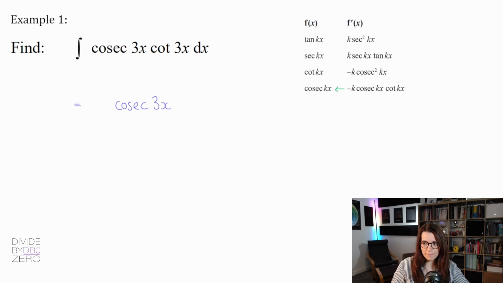So the answer will involve cosec, and it will be cosec 3x in this case, because we've got cosec 3x cot 3x. But it's going to be a minus, and we need to put a 1/3 on the outside because we're doing an adjustment there for the 3x. We divide by the derivative of 3x, which is 3. And then we have to remember our plus c on the end. So once again, dividing by 3 or timesing by 1/3 because the derivative of 3x is 3. And it's a minus because there's a minus here that becomes a positive. So we have to flip the sign.